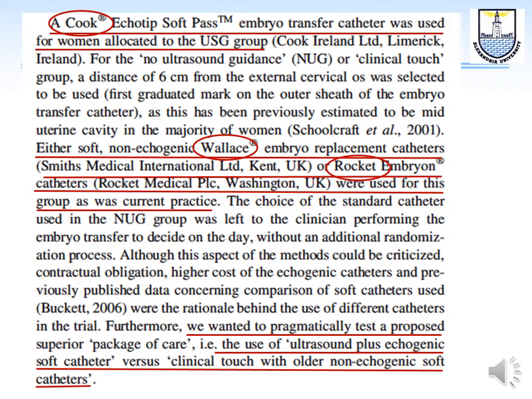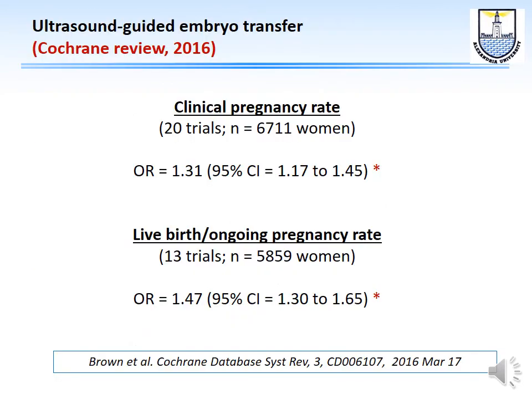And then they say at the bottom of this slide, as you can see, that they wanted to pragmatically test two methods holistically: ultrasound plus echogenic soft catheter versus clinical touch with a non-echogenic soft catheter. So they used different catheters, which really violates all norms of a randomized controlled trial, because when you remove this study, we actually find that yes, with more studies also which were published in the literature.